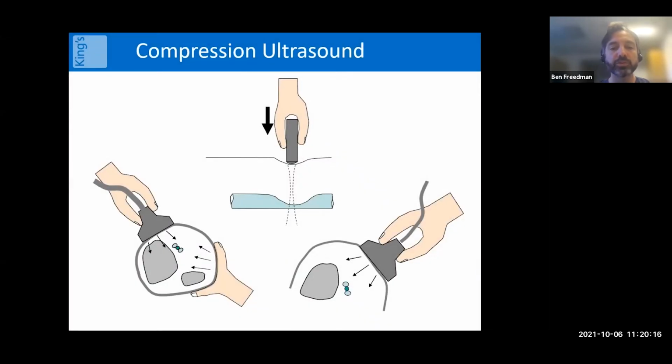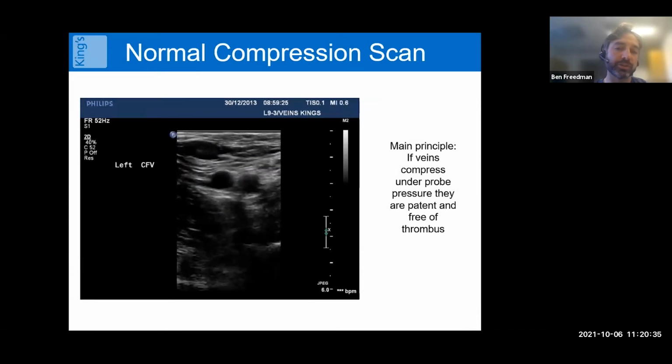So this is where my expertise really lies. And this is how we rule out DVT on imaging. We call it compression ultrasound. I'm sure you've probably heard of it, compression ultrasound, because that's exactly what we do. We use the ultrasound probe itself to press on the veins and squash them down. And this is what it looks like on an ultrasound scan.